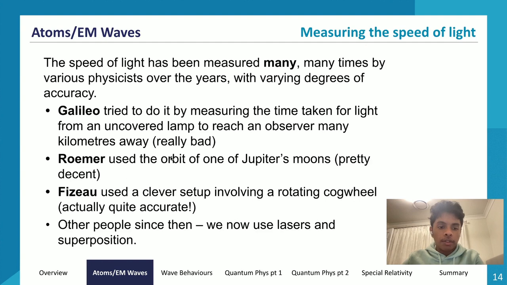So he used that difference because he knew the diameter of the Earth, a crude estimate for the diameter of the Earth. He used that value and that difference in time, which is about 11 minutes, to calculate the speed of light.